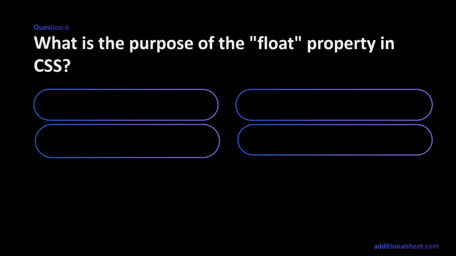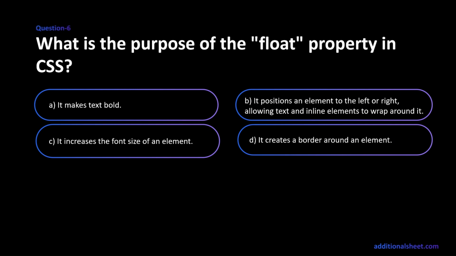Q6. What is the purpose of the float property in CSS? Options are A. It makes text bold, B. It positions an element to the left or right, allowing text and inline elements to wrap around it, C. It increases the font size of an element, D. It creates a border around an element.